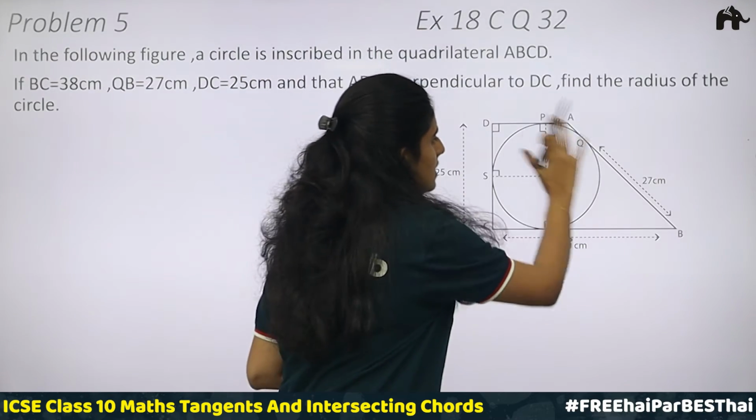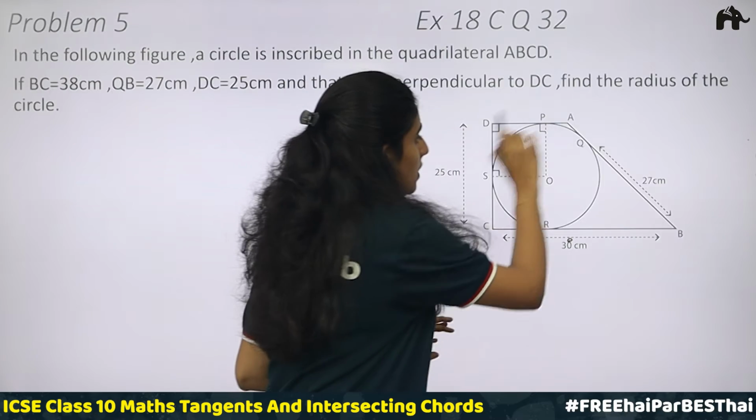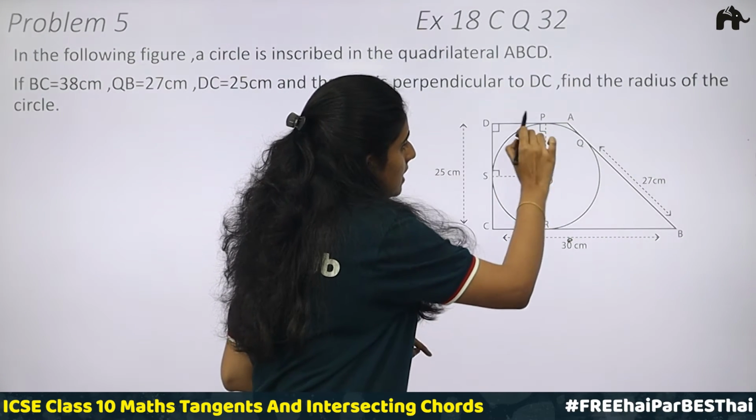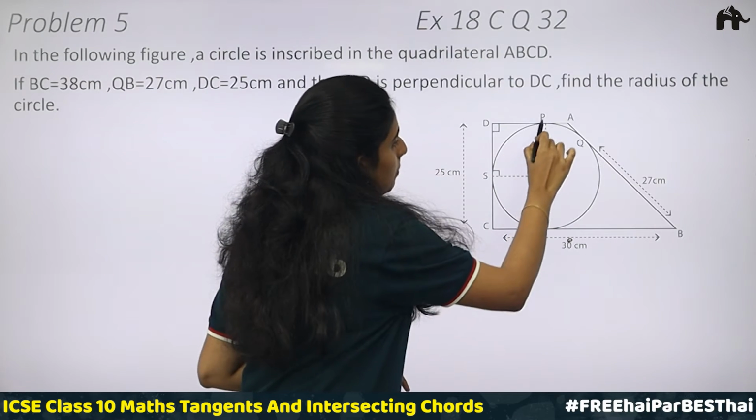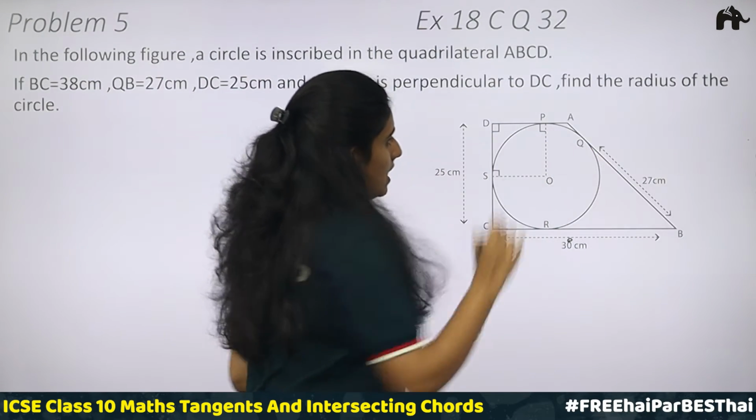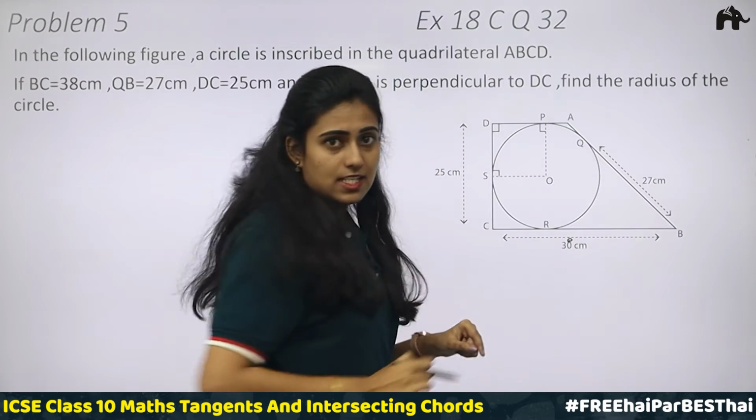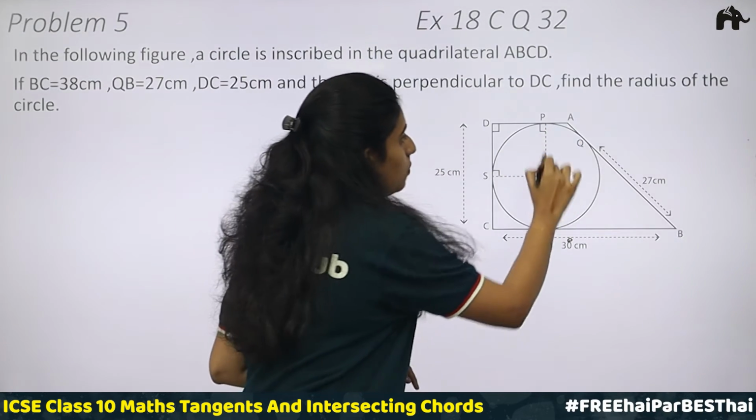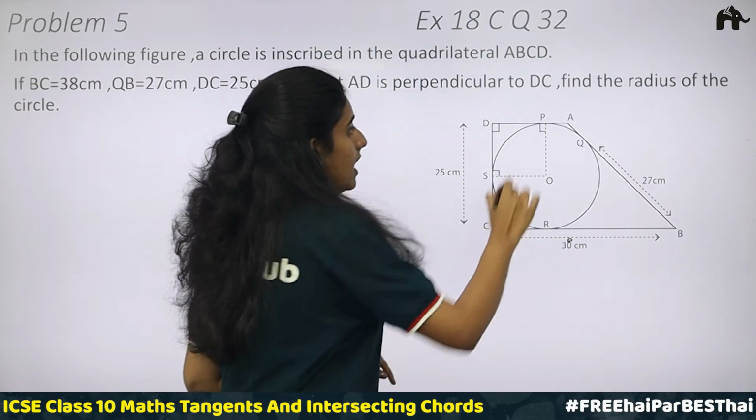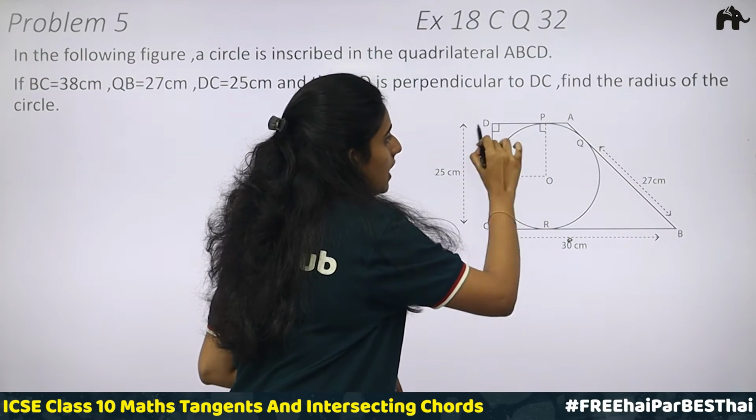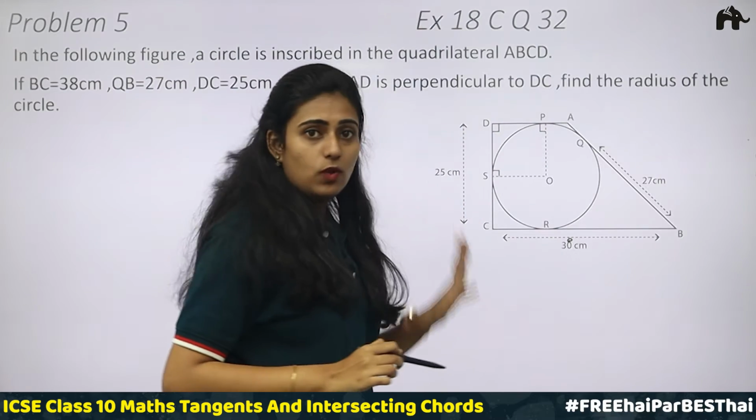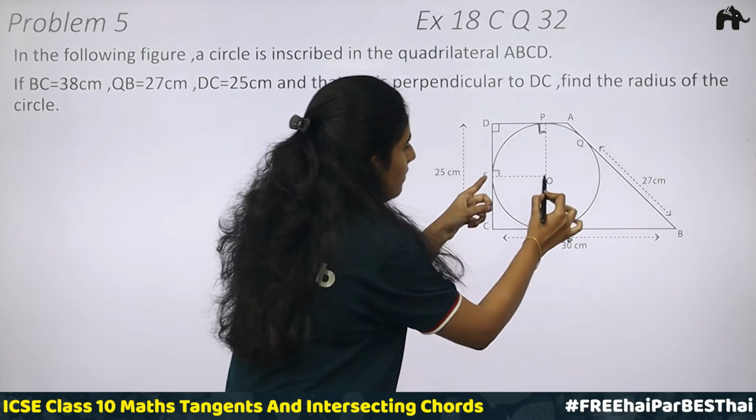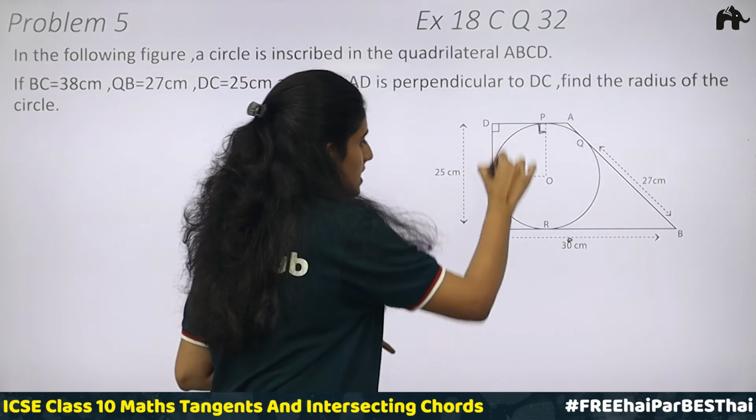Now, this circle is inscribed in the quadrilateral, which means we'll be getting the angle made between the radius and the tangent. Here AD is a tangent, P is the point where it meets the circle, and OP is the radius. The angle made between OP and the tangent will be equal to 90 degrees. So this angle is 90 degrees. Similarly, here again we have a radius of the circle and this is a tangent.